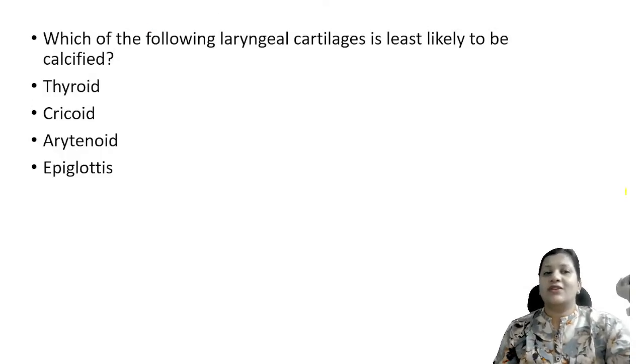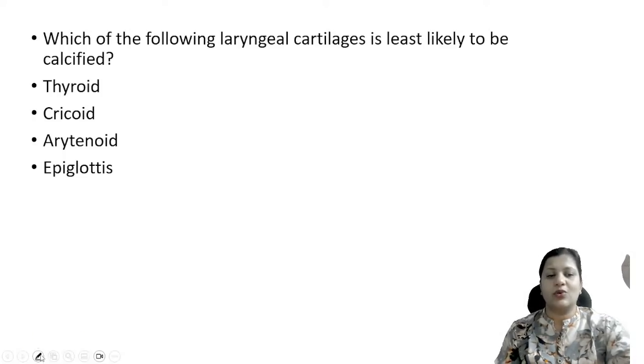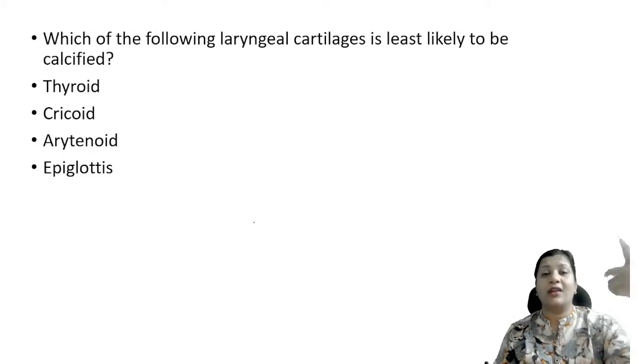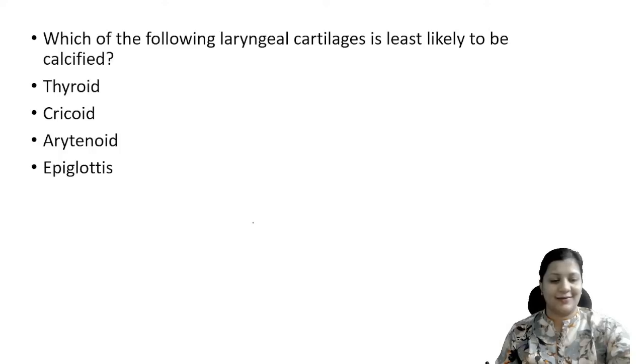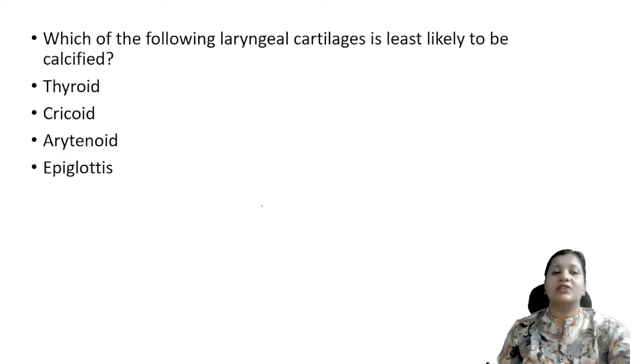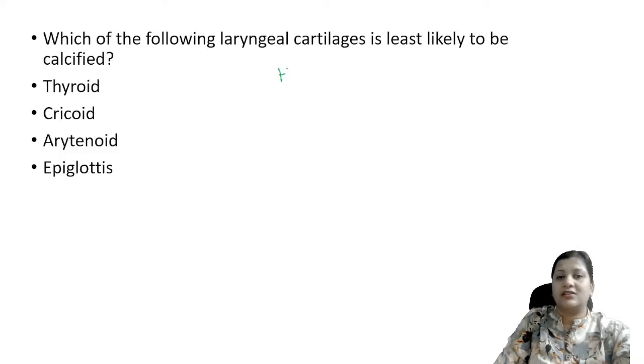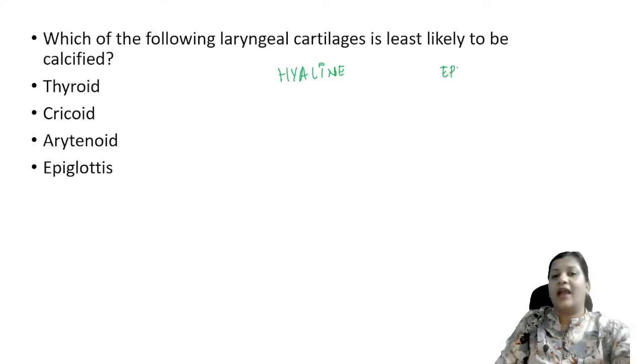Okay. Which of the following laryngeal cartilages is least likely to be calcified? Again, a simple, easy question. So, what laryngeal cartilage is least likely to get calcified? Thyroid, cricoid, arytenoid, or epiglottis? Yes, I'm waiting for your answers. So out of these, there are three cartilages which are hyaline and one cartilage which is epiglottis. So basically, when we classify laryngeal cartilages, we have classification as paired cartilages and unpaired cartilages.